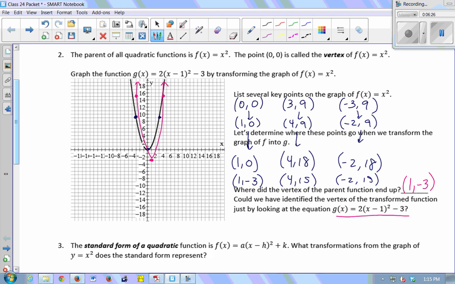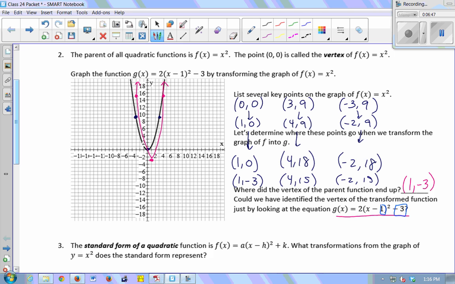Yeah, right. Is that what you're going to say, Tony? There's a 1 and a -3 in the equation. Here's a 1, here's a -3, right? So by looking at that equation, I could identify the 1 and the -3. I can identify where the vertex is going to land after all my transformations.